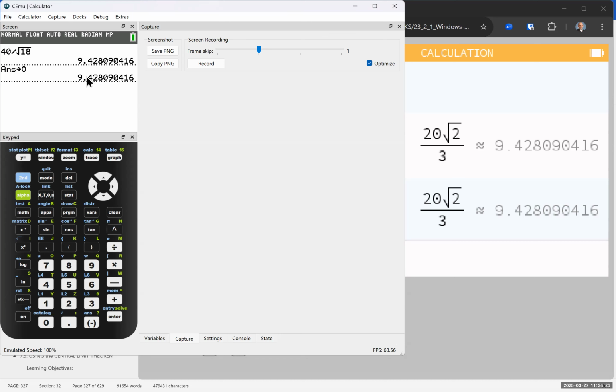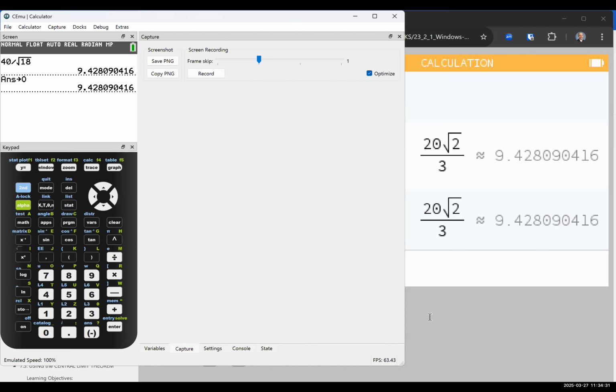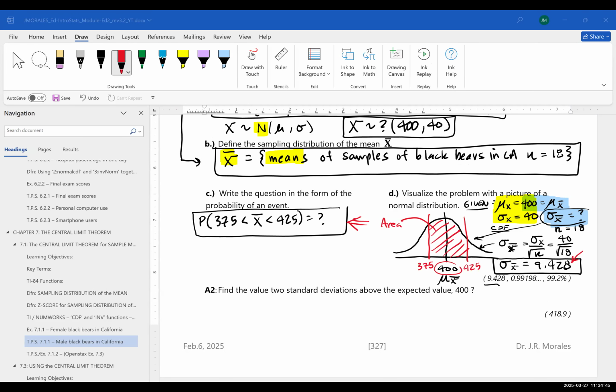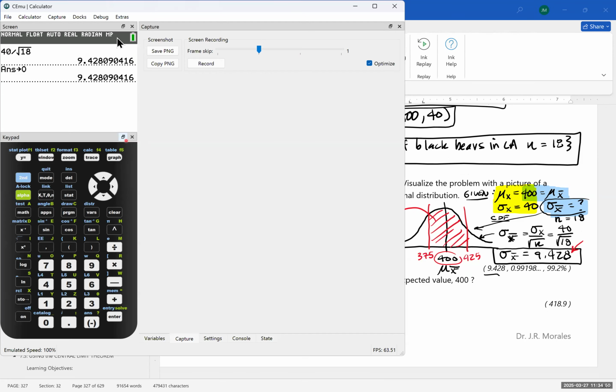Okay, that stored that value in that letter O. All right, so we need a CDF function in order to calculate the area between two numbers. So I'm going to come over here to Texas Instruments first. It's going to be in the distributions menu. So I need to hit second, then the vars button, come down to normal CDF, hit enter.